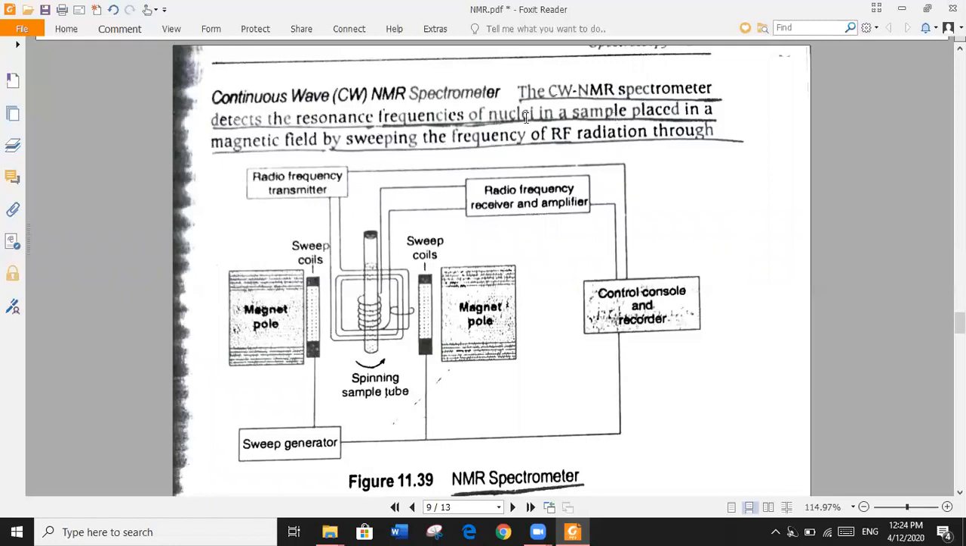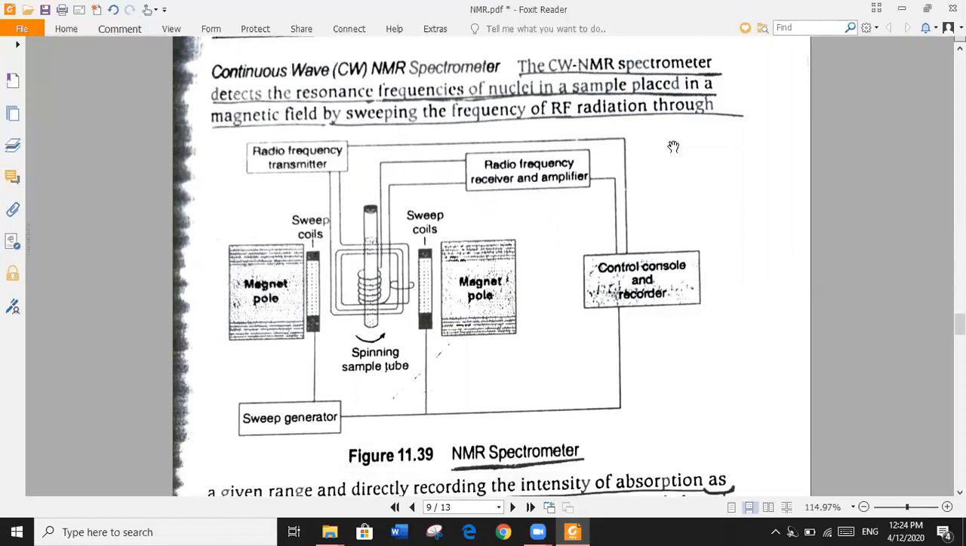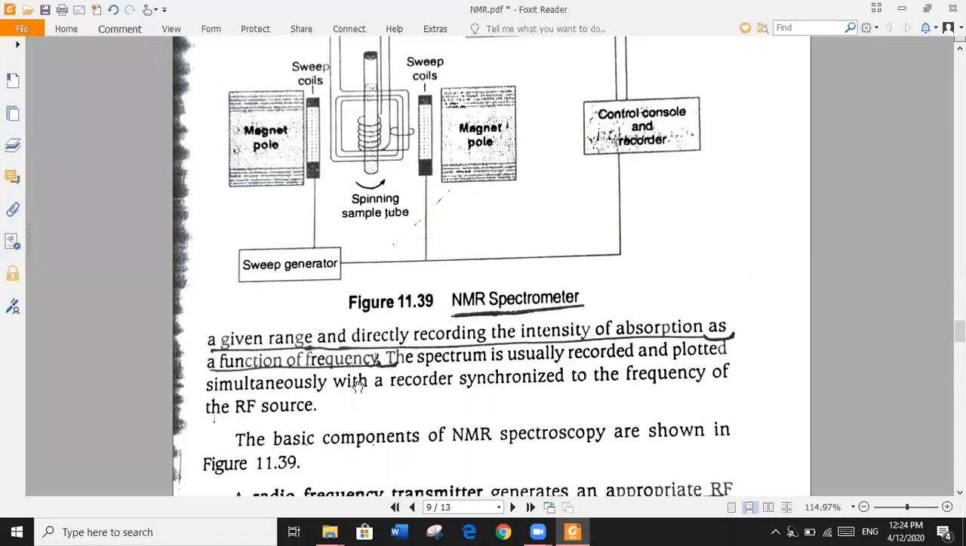Resonance frequencies of nuclei in a sample placed in the magnetic field are found by sweeping the frequency of RF radiation through a given range and directly recording the intensity of absorption as a function of frequency. The spectrum is usually recorded and plotted simultaneously with a recorder synchronized to the frequency of the RF source.